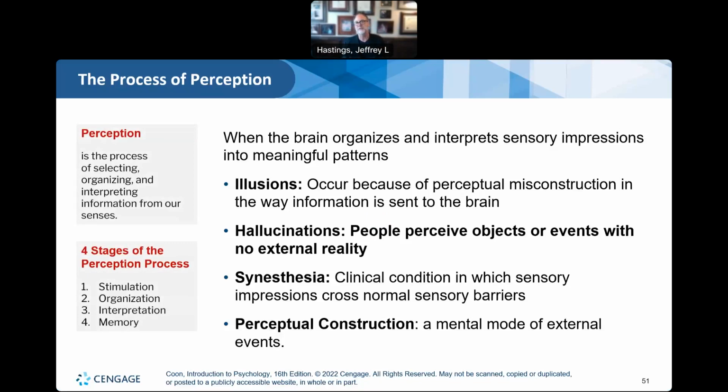There are 4 steps of the selection process. Not sure if this is the 4 stages that you see on the screen, but the 4 stages we'll talk about in a minute. But there are 4, well, actually it is. The stages of perception.